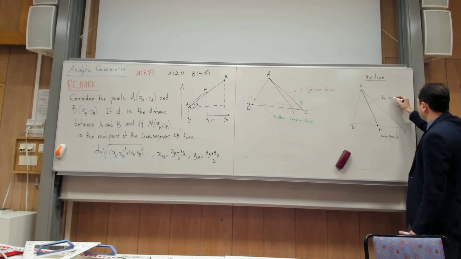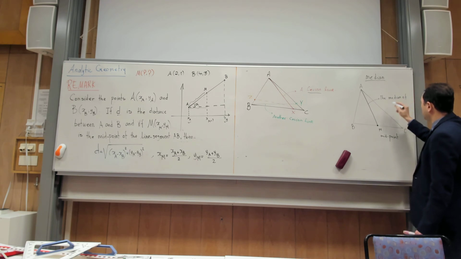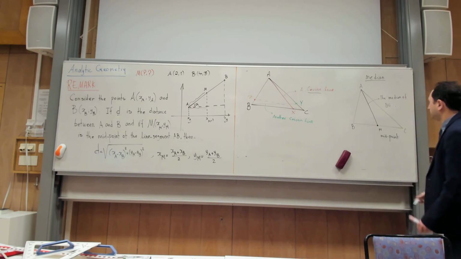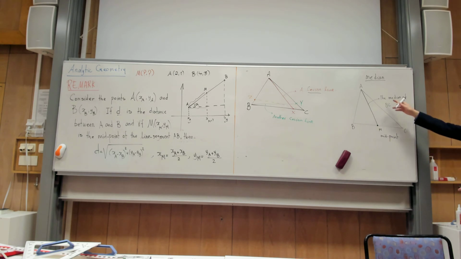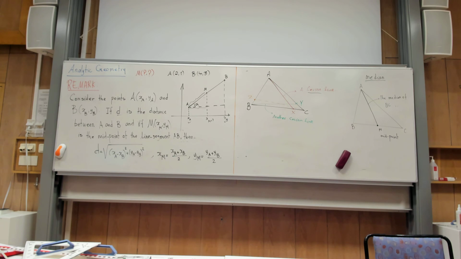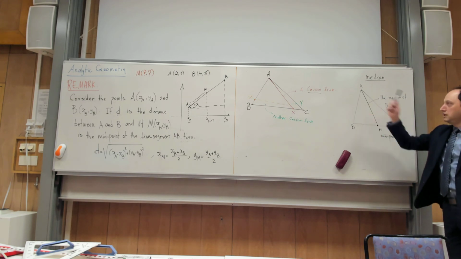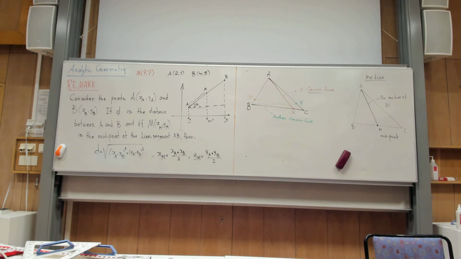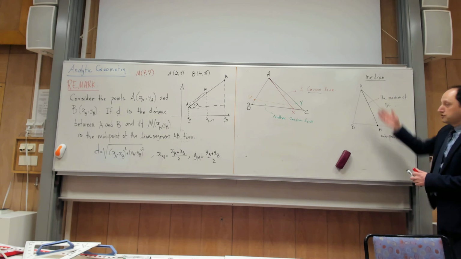It's a median, but I would write the median of BC. Or I can say the median of vertex A. So that is the median. How many medians are there for any triangle? 3. I can have a median here. I can have a median here. Yes? Why is it called the median of BC? No. This I have 3 medians.